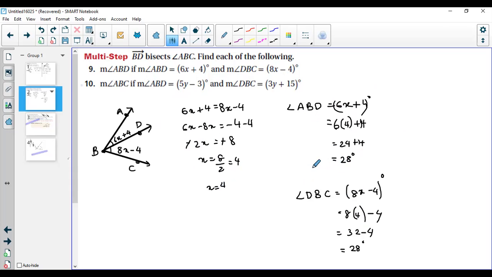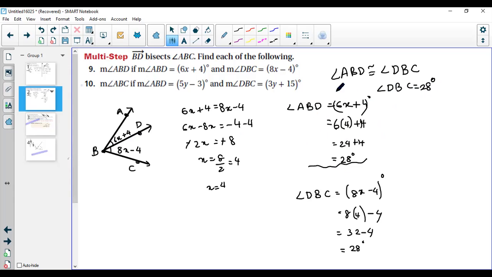Now, I could have stopped here, okay? Why? Because I don't need to calculate the value of angle DBC as both of them are equal. So I could just say angle ABD is congruent, congruent means equal, to angle DBC, right? So I could say angle DBC is also 28 degrees because bisect does that. It divides the angle into equal parts.